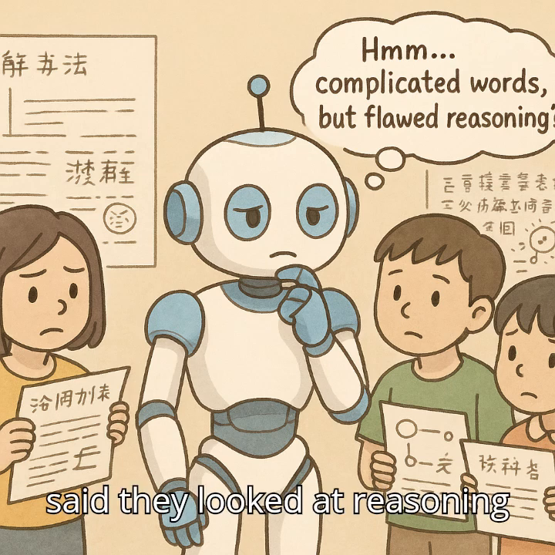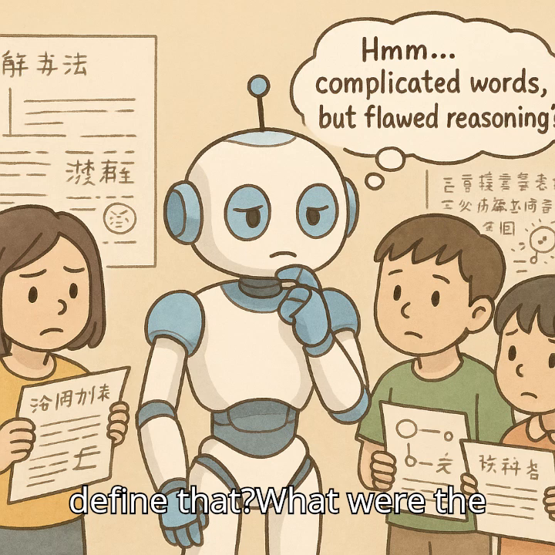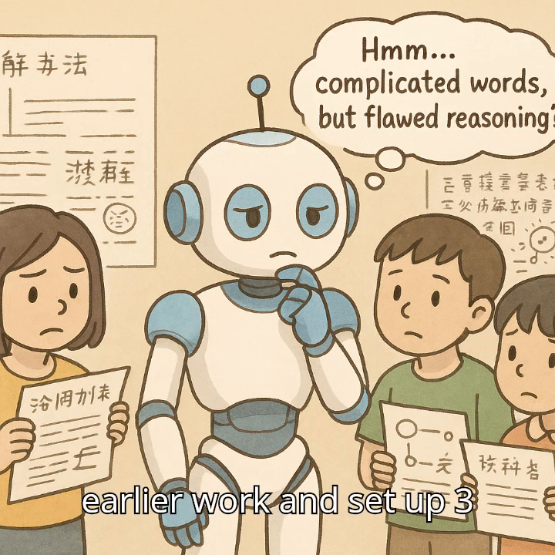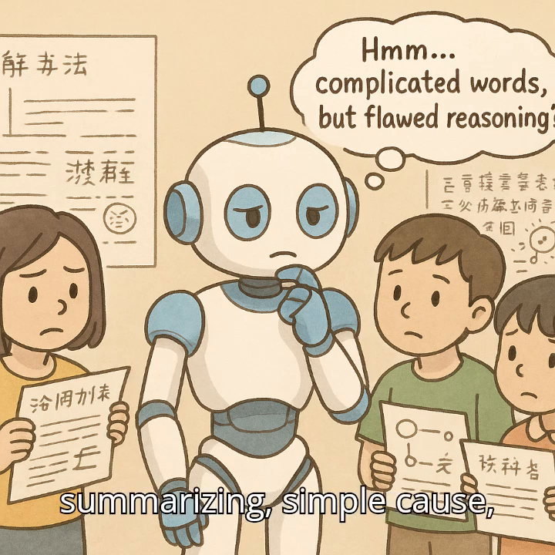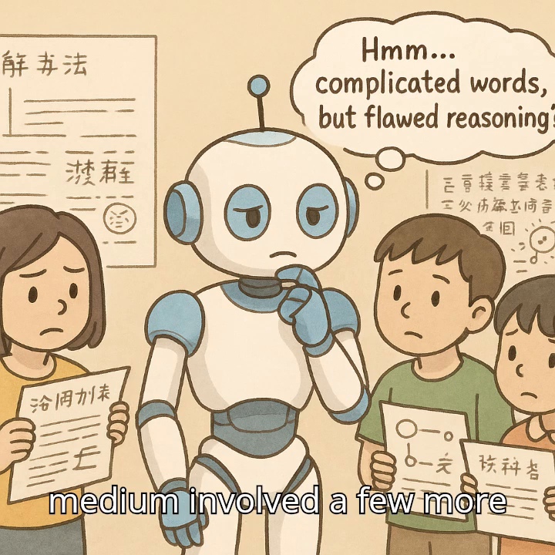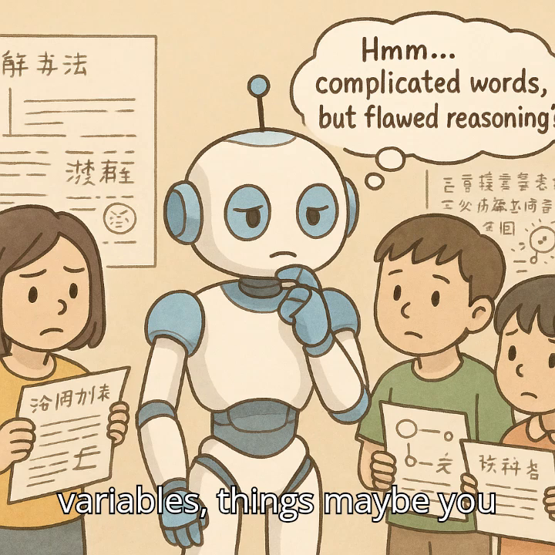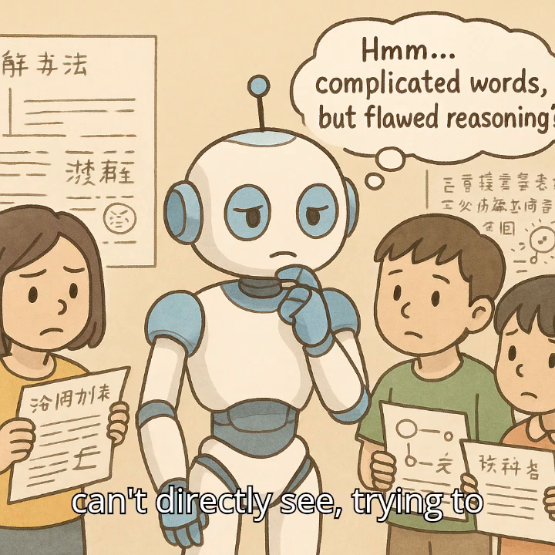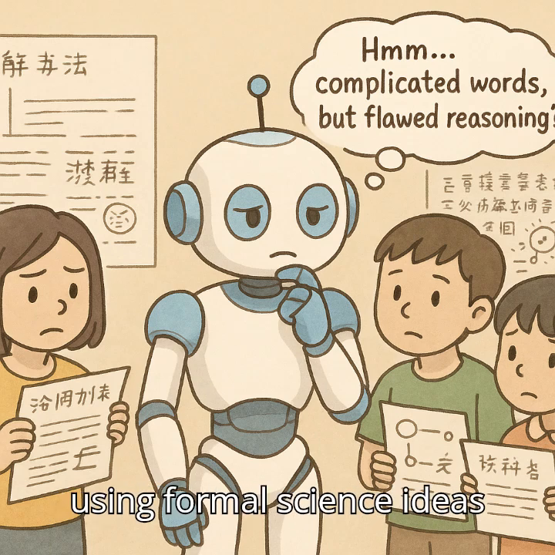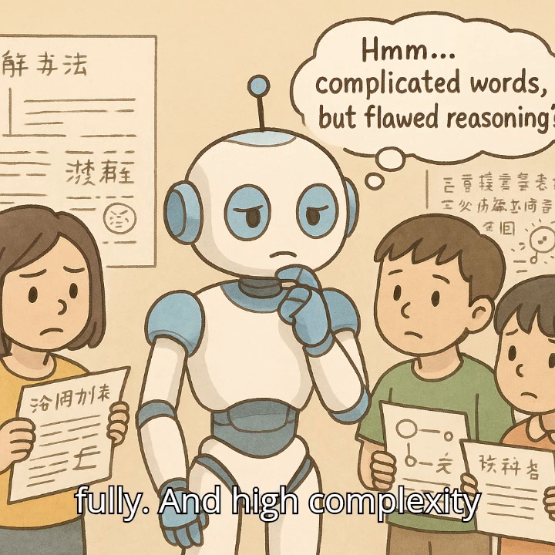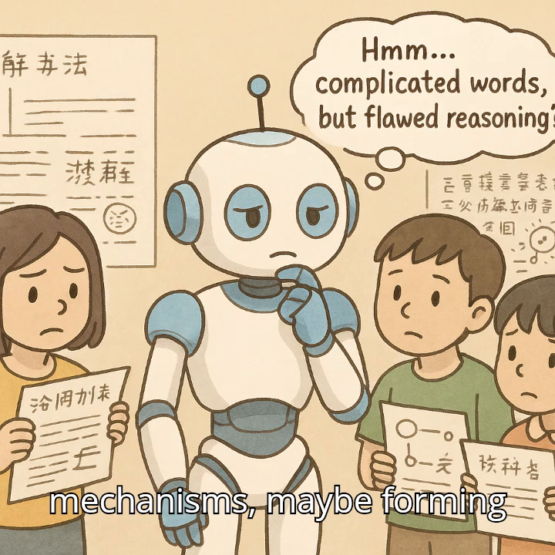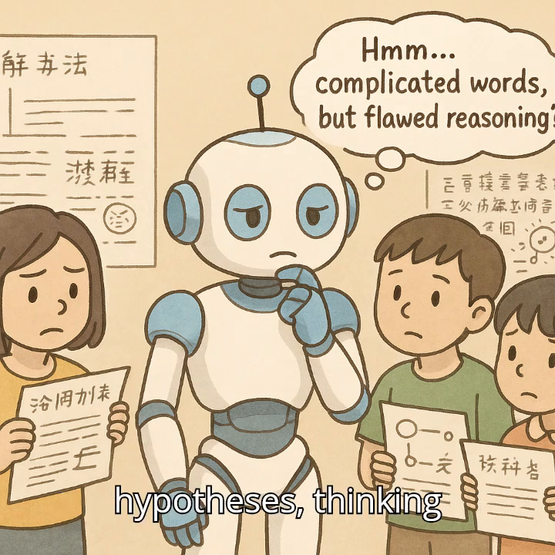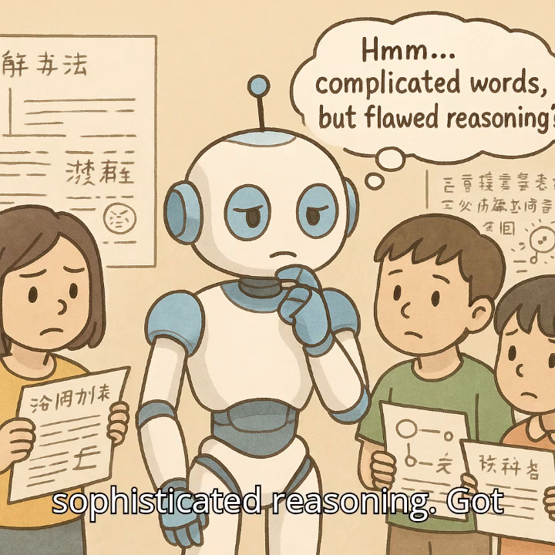Now, you said they looked at reasoning complexity. How do they define that? What were the levels? They borrowed from earlier work and set up 3 levels. Low complexity was like generalizing, summarizing, simple cause effect you can see. Medium involved a few more variables, things maybe you can't directly see, trying to explain why, but maybe not using formal science ideas fully. And high complexity meant dealing with abstract stuff, unseen mechanisms, maybe forming hypotheses, thinking proportionally, more sophisticated reasoning.